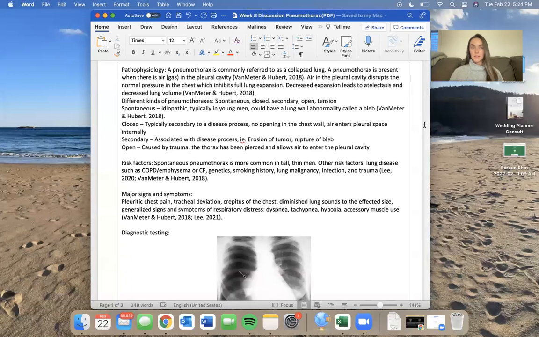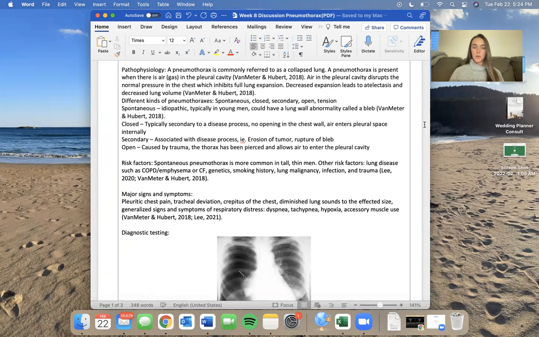There are quite a few different kinds of pneumothorax. There's a spontaneous pneumothorax, which is exactly that, it's spontaneous. It's typically idiopathic, and it's seen in young men, usually tall and frail. Oftentimes, these young men have abnormalities called a bleb, which is a little marking on the outside of their lung, which ruptures and causes air to enter.